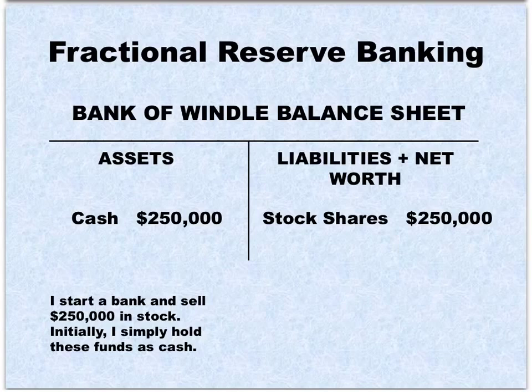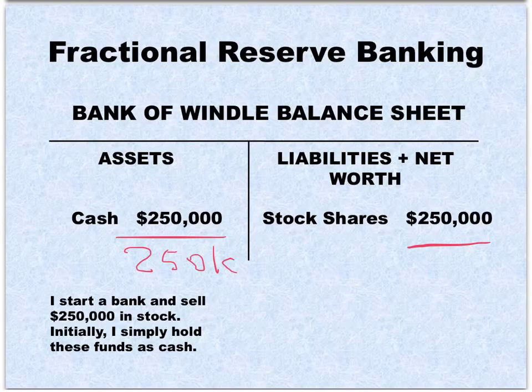All right, we're going to open a bank and we're going to get investors to invest $250,000. They're going to own the bank, and so their investment is worth $250,000. Stock shares, that's also another form of equity. And our assets are going to be, right now, just $250,000 in cash. Notice that each side equals the same amount. The assets have to equal the amount of the claims on the assets. That's why we call this a balance sheet.